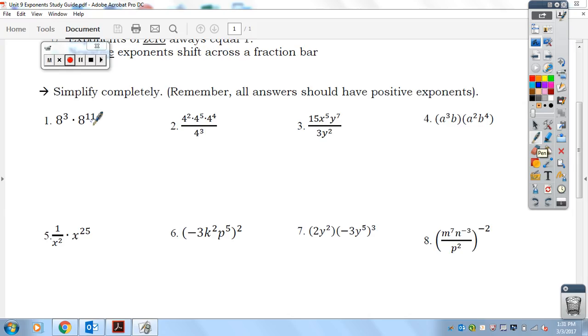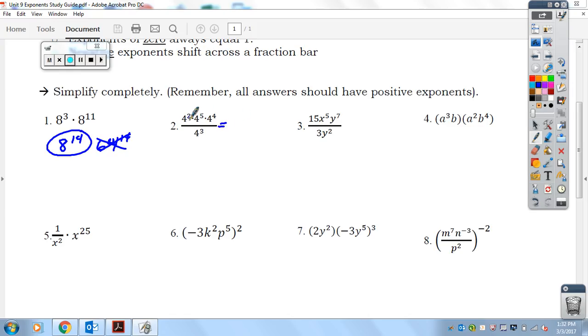8 to the third times 8 to the 11th is not 64. We keep the same base. 8 to the third times 8 to the 11th is 8 to the 14th. Please do not make this 64 to the 14th. It's only 14 eights. There are 3 eights and 11 eights. If you put 64 to the 14th, that means there are 14 64s. There are 14 eights.